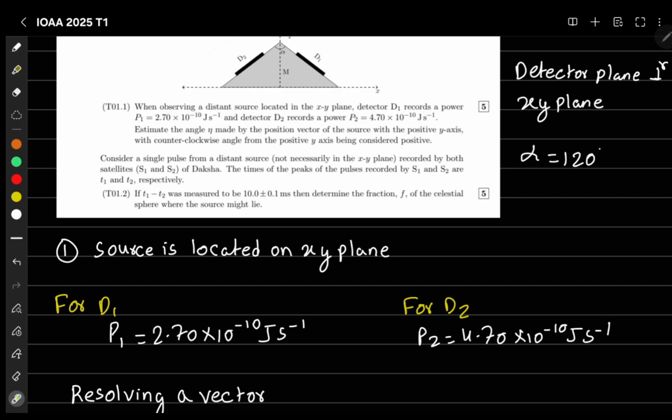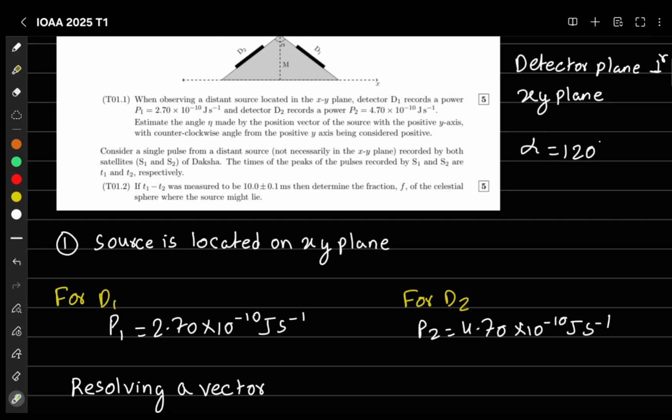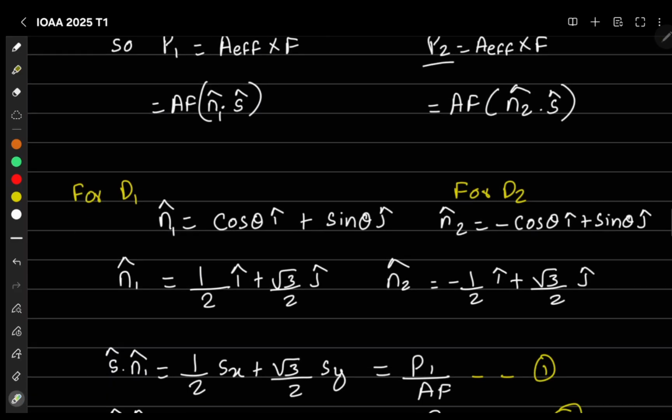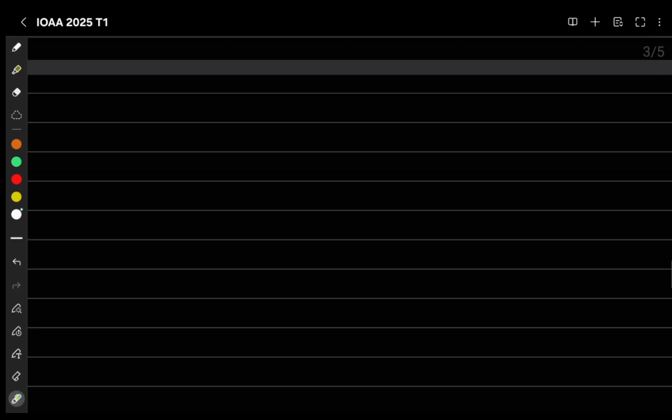Okay. So now the question says that there is a single pulse from a distant source, and it is recorded by both satellites S1 and S2. The times of the peak of the pulse recorded by S1 and S2 are T1 and T2. So there is a time delay. So why can there be a time delay?